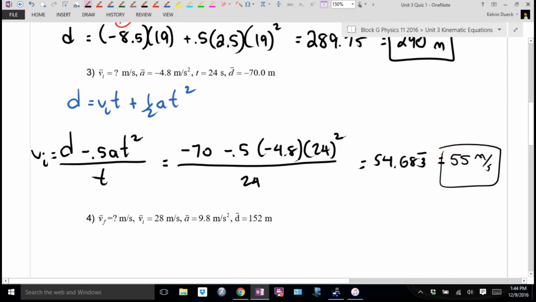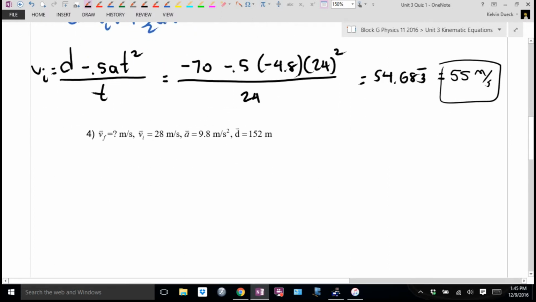Where would I take a half mark off? If you said 54.6, I would say round off properly. I'd take a half mark off. It's not 0.6, it's 0.7. If you said 54, I'd say round off properly. I'd take a half mark off. Round off properly, always.